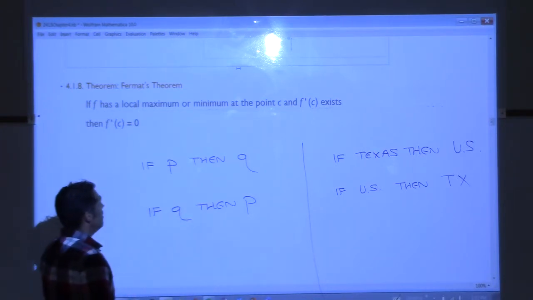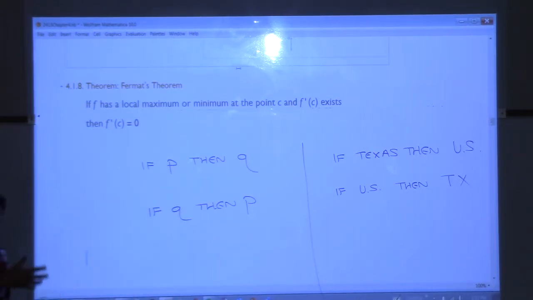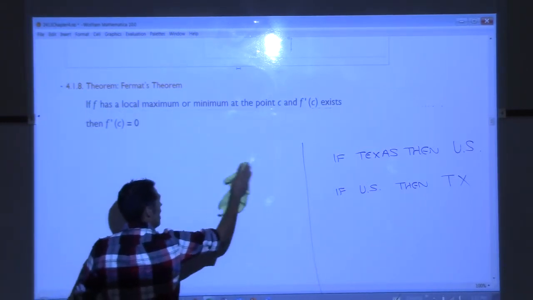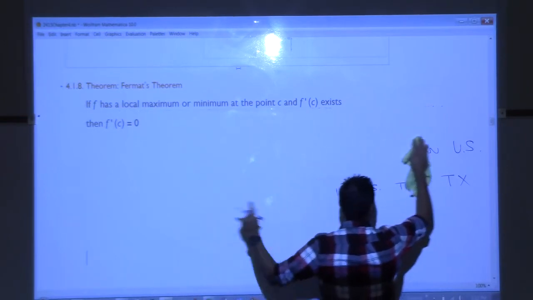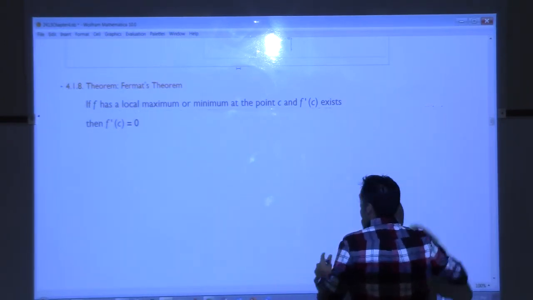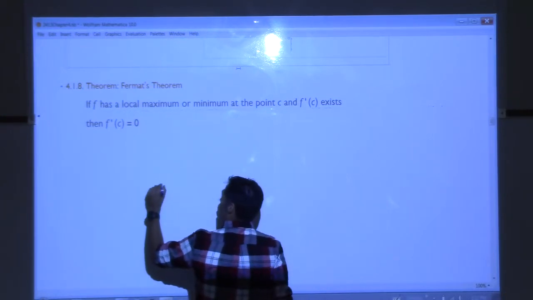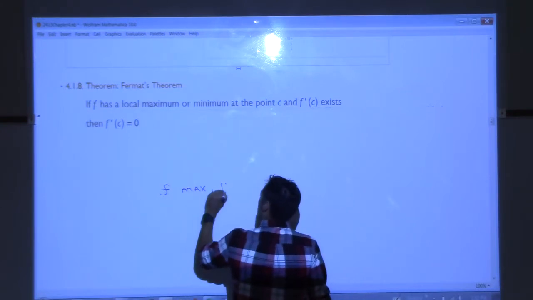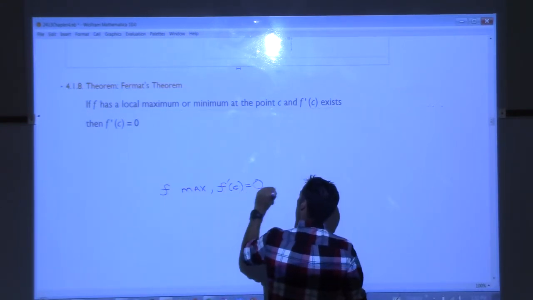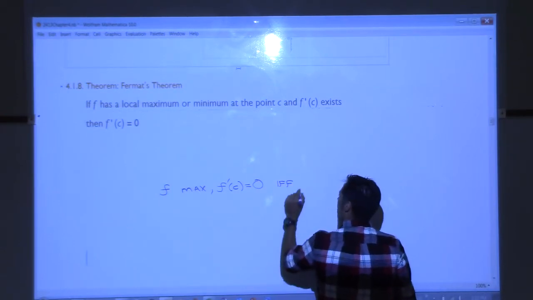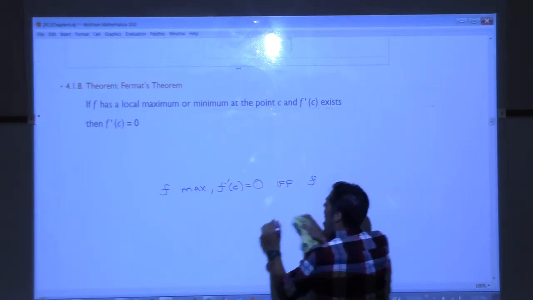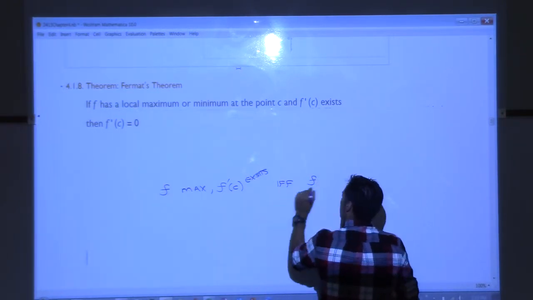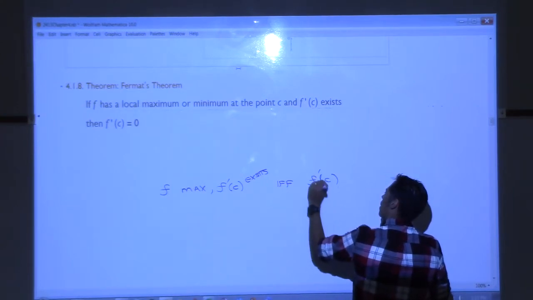So it doesn't. Now, how would we know, this is going again into logic, how would we know that an if-then statement works both ways? How would we ever let anyone know that you can go both ways with the theorem? What you'll see is this. You'll see if and only if. So it'll say f has a max, derivative at that point is 0. If and only if f prime exists. If and only if f prime c equals 0.